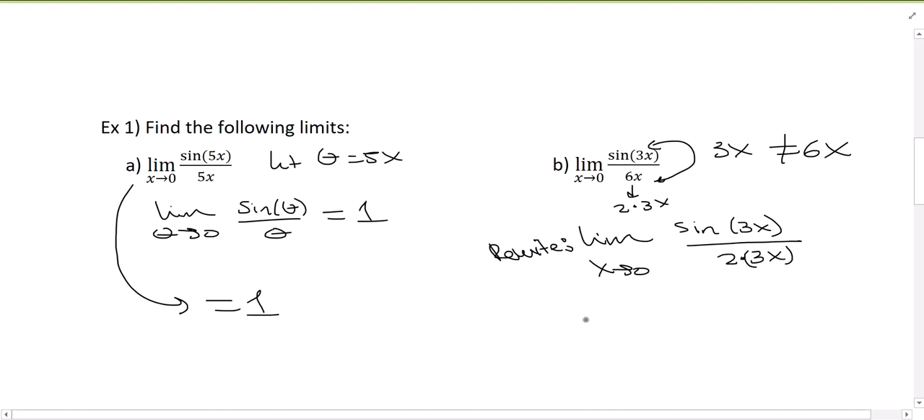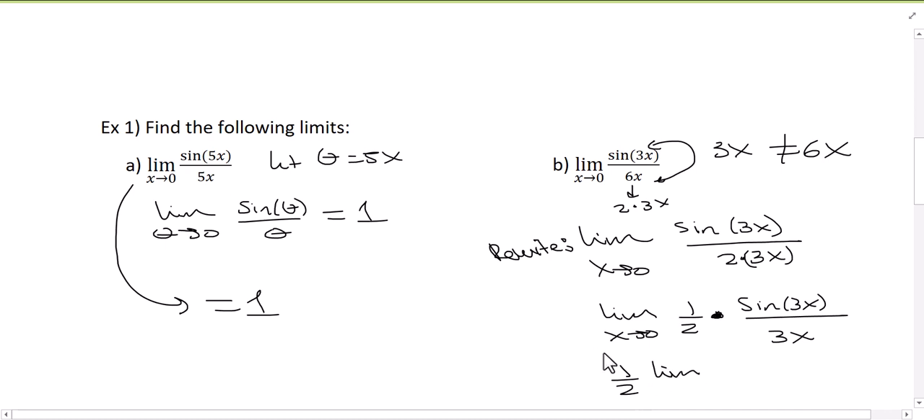Right, and now properties of limits allow me to bring that 1/2. I can say this is 1/2 times sine of 3x over 3x. The 2 times 3x will give me my original 6x. The property of limits that I'm actually using is bringing the 1/2 out. So this is the limit as x goes to 0 of sine of 3x over 3x.